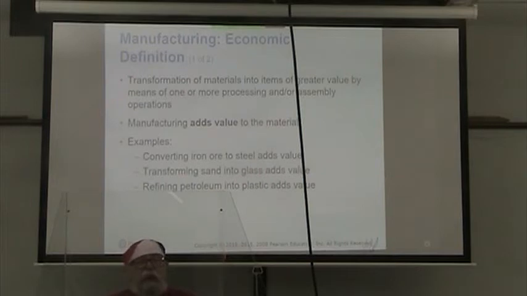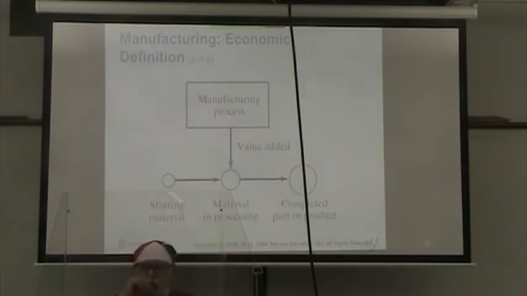I personally go with Henry Ford's definition of wealth, that wealth is only created by creation or extraction. So in other words, by making products and services that didn't exist before, or by doing things like mining coal or cutting down trees to make lumber, things of that nature. So, an illustration of the manufacturing economic definition: we have our starting material or raw material. The manufacturing process adds value to the material in processing. And then we have a completed part or product.